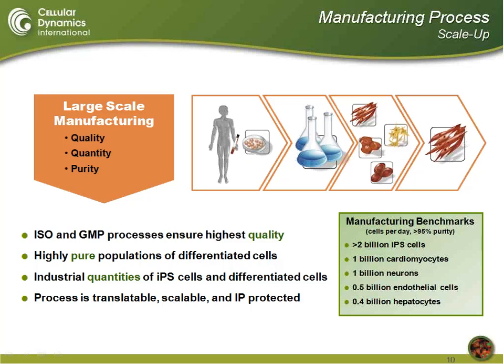As a little benchmark of what our capabilities are, on a cells per day basis, we can generally grow over 2 billion IPS cells, over 1 billion cardiomyocytes, 1 billion neurons, 500 million endothelial cells, and roughly 500 million hepatocytes as well. The processes that we use are very translatable, scalable, and, as I said, IP protected.